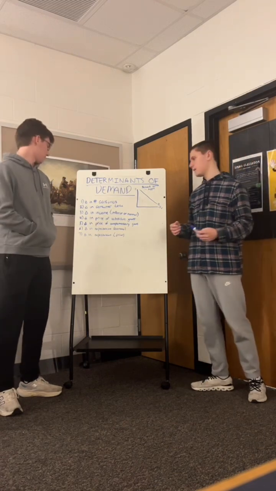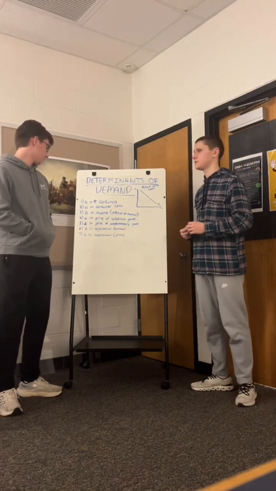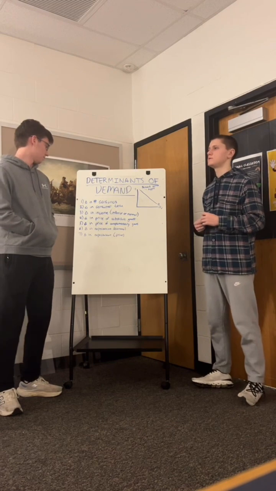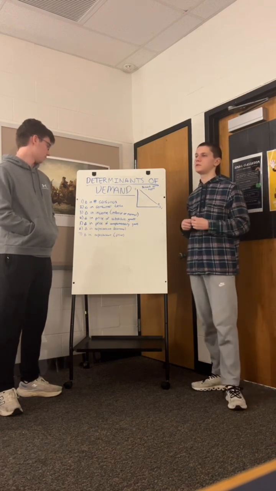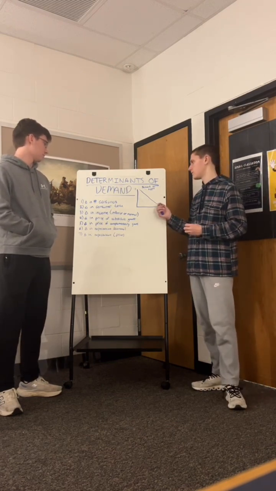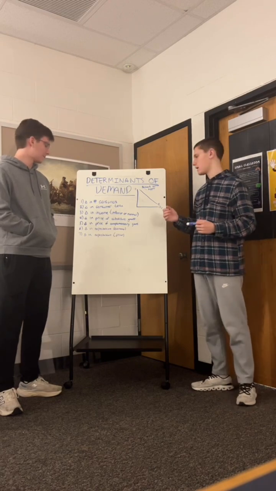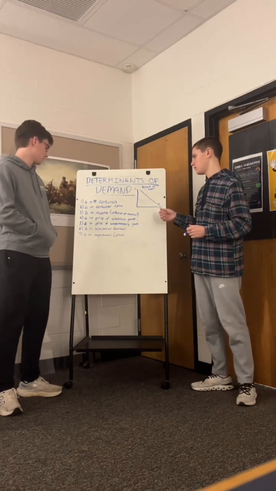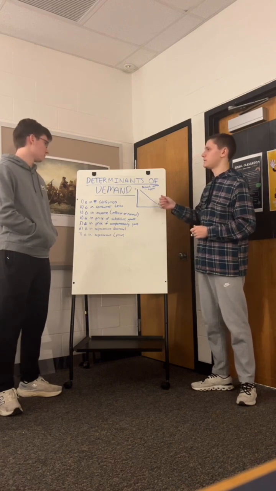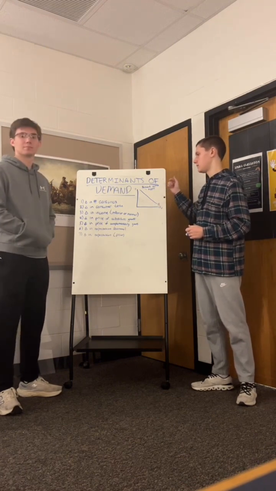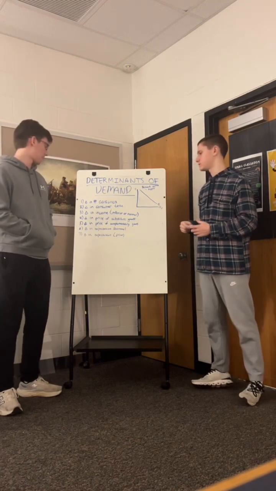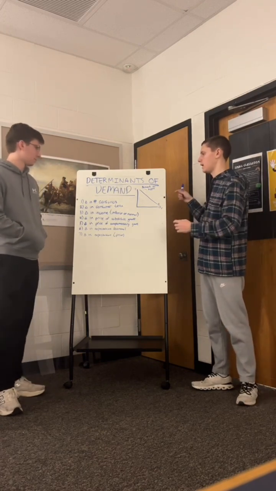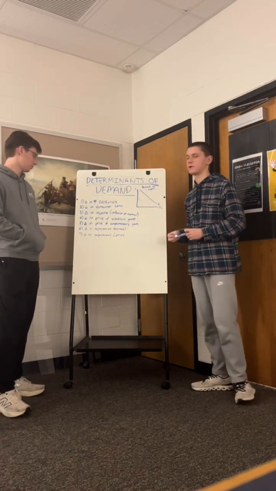And then kind of the opposite idea for number 5, change in price of complementary goods. So let's just say apple juice is a complementary good for apples. If the price of apples goes way up, the demand of apple juice will go way down. So with complementary goods, the graph will do the opposite of what happens to the price of it.